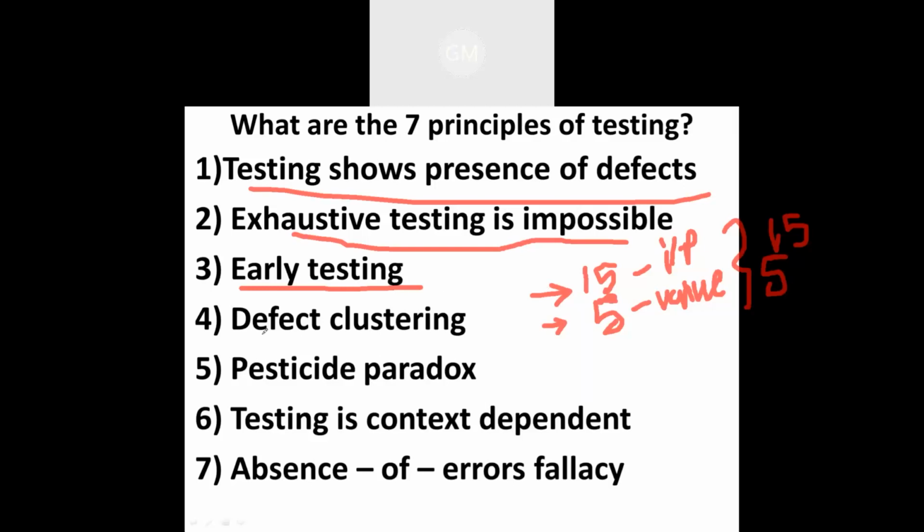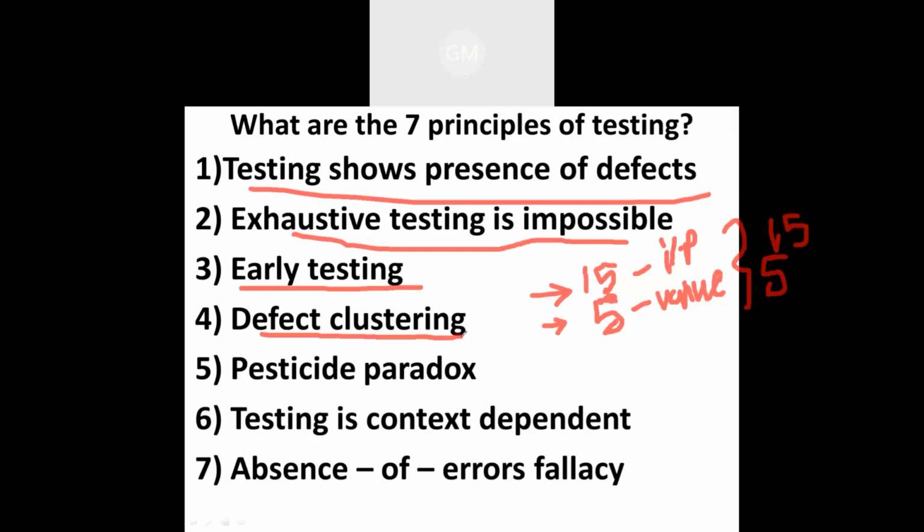Now the fourth testing principle is defect clustering. Defect clustering is nothing but a small number of modules which may contain the defects which are going to be discovered during the pre-release testing, meaning pre-release of the software. So it may show some operational failures, like the systems.